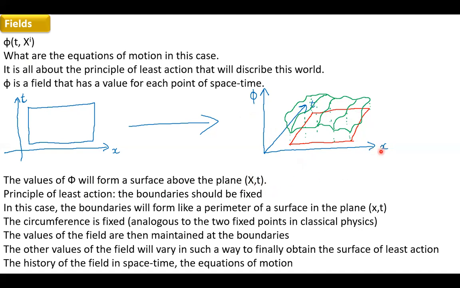And just remember that x here represents the space. So it's x, y, and z, and whatever the number of space coordinates. So it is the principle of least action. So the boundaries should be fixed. This red line, the boundaries of space-time, is fixed. So it's like a perimeter or a circumference in the plane xt. It's the analogous of the two fixed points in classical space. So now we have space-time, not space. So this red line is a boundary of this portion of space-time where we have the variation of phi. It's like a perimeter delimiting the variation of phi.